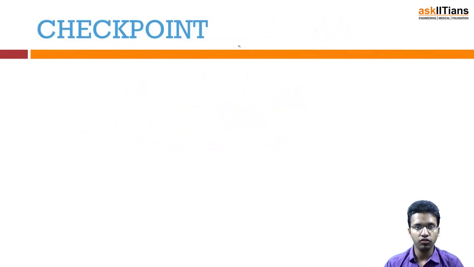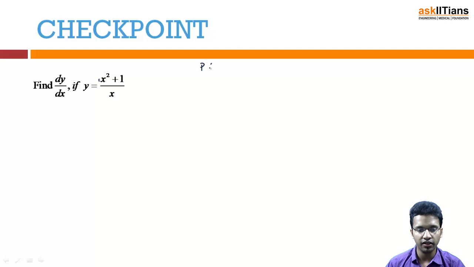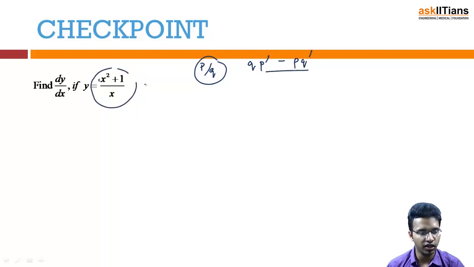So let's do a question based on whatever we have discussed. Find dy by dx if y is equal to x square plus 1 by x. Now again most of you will start immediately, saying sir told something like p by q, and then we will keep q p dash minus p q dash. But wait, first always try to simplify things. If I simplify this, what I'll get is x plus 1 by x. Now it becomes so simple. Derivative of this is 1, and for this it will be minus 1 by x square.